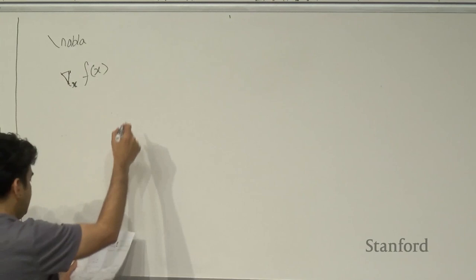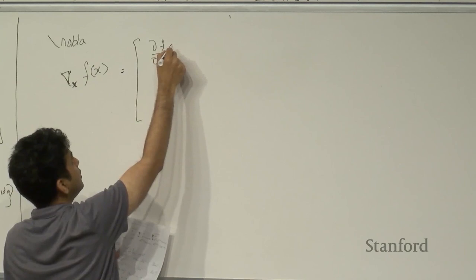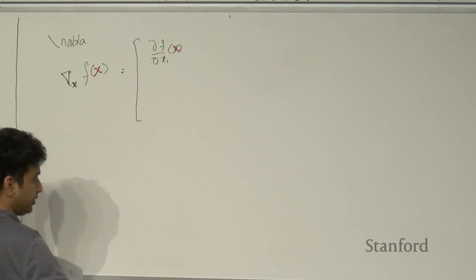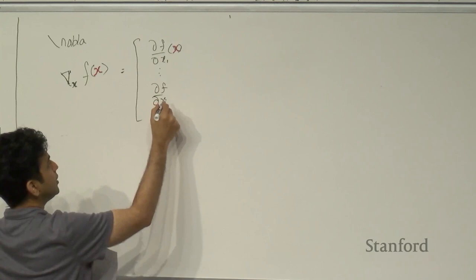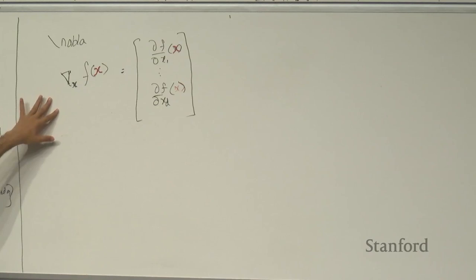Take the partial derivative of f with respect to x1 and evaluate it at x. So I'm going to use a red x here to indicate that this is the value that we are feeding, and this is the variable with respect to which we are differentiating. Right. This is just the definition of a gradient, which means take every partial derivative, because this is vector valued.